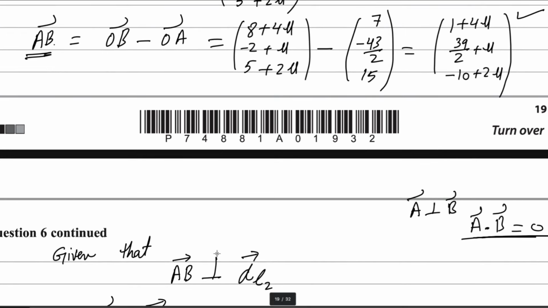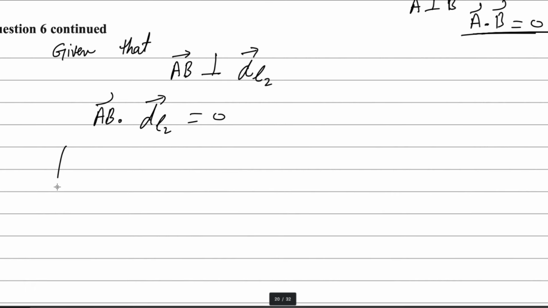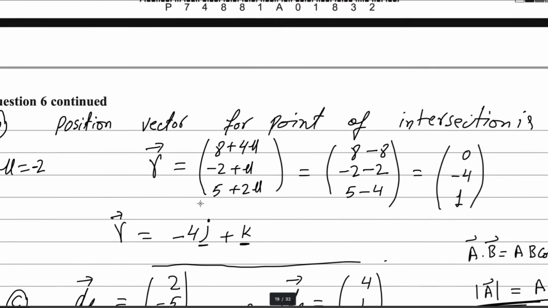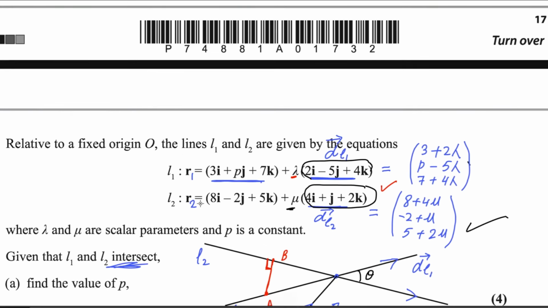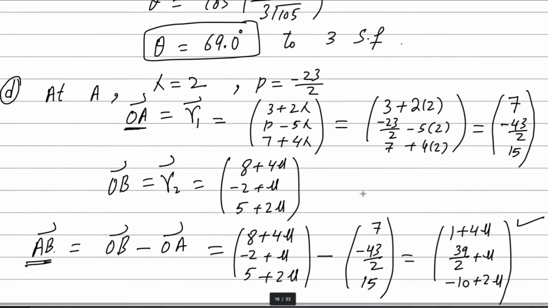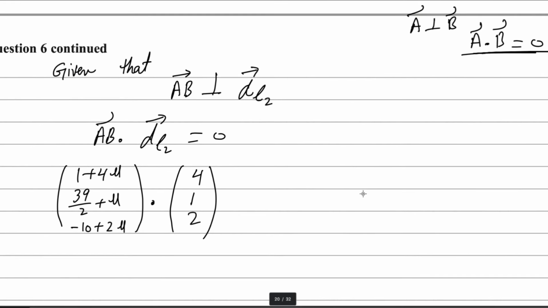AB we just got, that is 1 plus 4 mu, then 39 by 2 plus mu, and the last, negative 10 plus 2 mu. And the direction vector of line L2 is 4, 1 and 2. Let me make it clear again: this is 4, 1 and 2, the direction vector of line L2. Hopefully you understand it. This is a long question, but you must know each and every step. This will be equal to 0. What I did here, I just plugged in the values for AB and the direction vector of line L2.